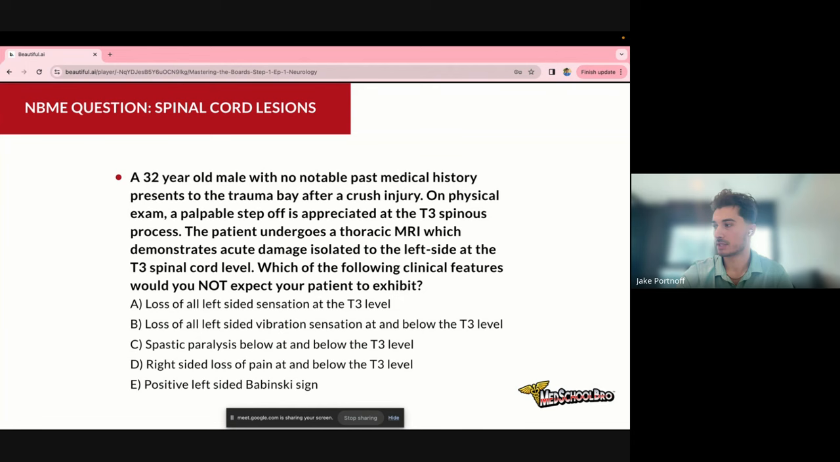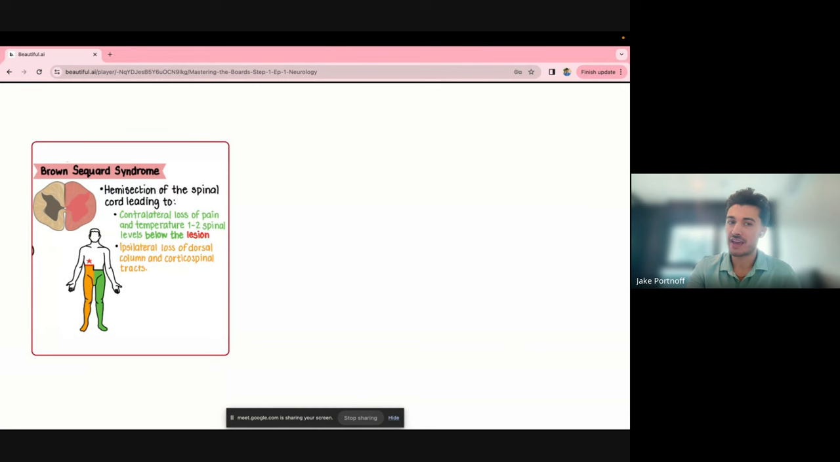So this is a complicated one, but it's a good one because it integrates all of the physiology and pathology. And if you did say D, you are correct. It is right-sided loss of pain at and below the T3 level is not what you'd expect to find. You'd actually expect this to be 1 to 2 levels below the lesion. And you might have guessed what this pathology is. It's a neurology favorite. It is called Brown-Séquard syndrome.